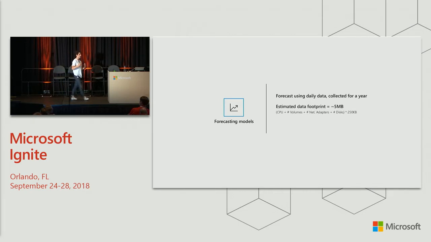Now, a lot of you, when you hear that we collect all this data locally and we're retaining it for a year, are worried about the storage footprint that that might have. But in reality, it's really pretty modest. Across most Windows Server machines, it should be around 5 megabytes. And here's an approximation that you can use. The storage will scale with the number of network adapters, volumes, and disks that you have. But each additional one is just about 250 kilobytes.